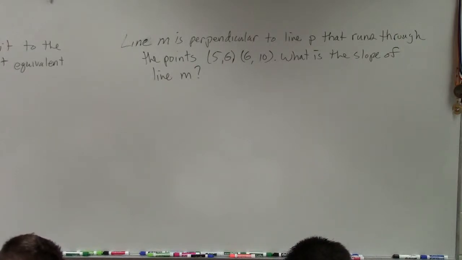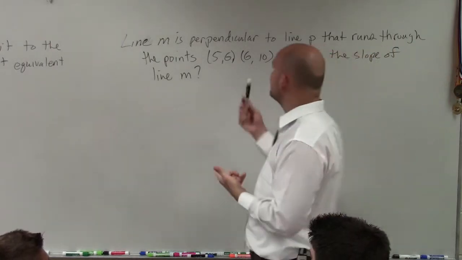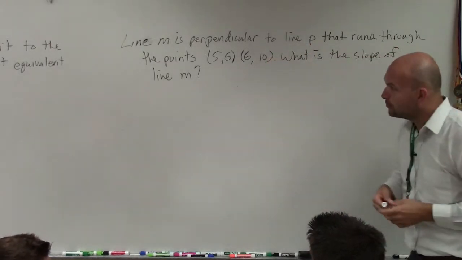Perpendicular. So in this case, what it says is a line M is perpendicular to a line P that runs through the points (5, 6) and (6, 10). What is the slope of line M?